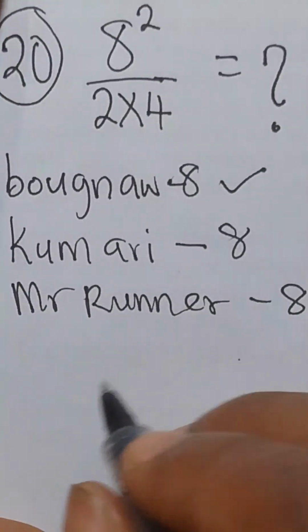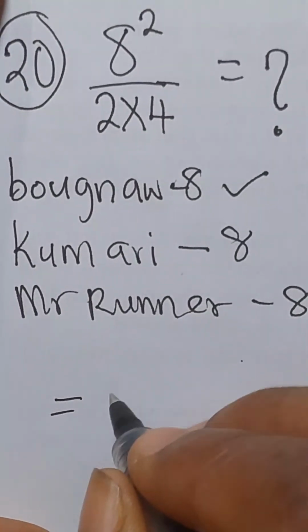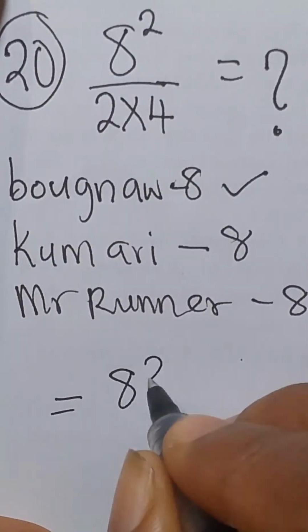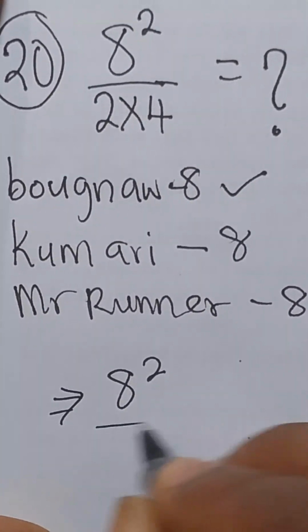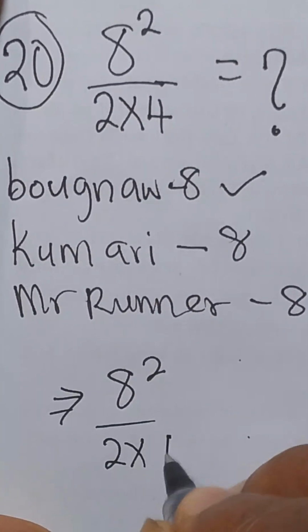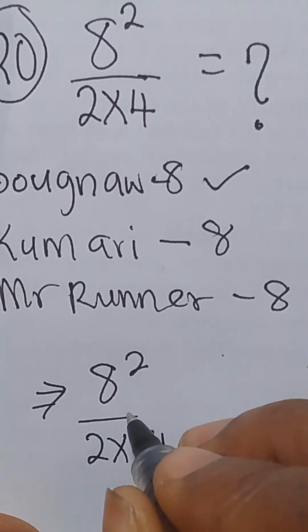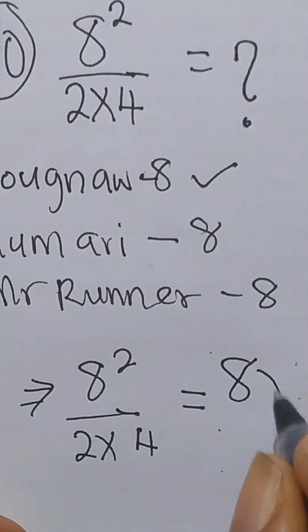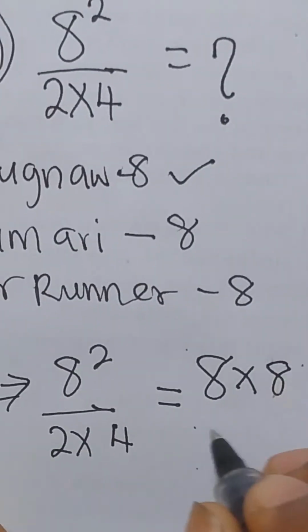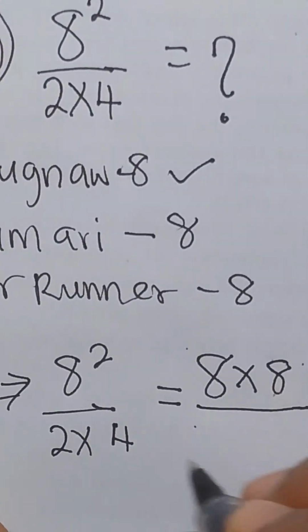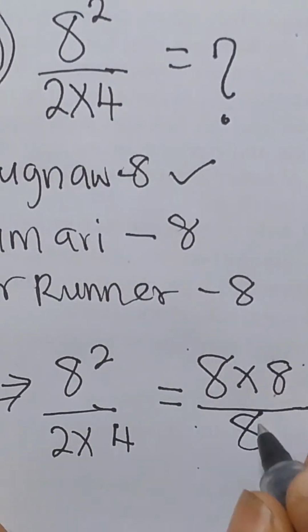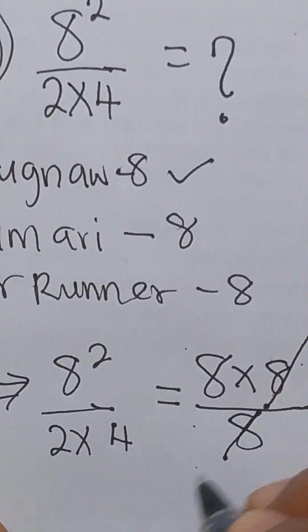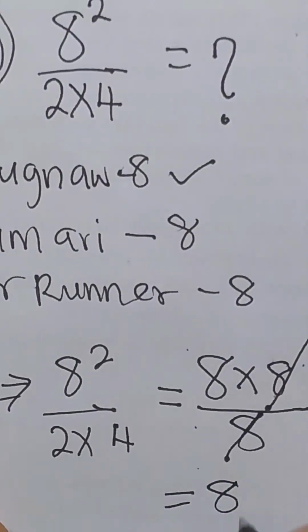Like I said, I want this class to end on a good note. So we have 8 square. Let me solve it. 8 square all over 2 times 4. Remember, 8 square is 8 times 8. All over 2 times 4, which is 8. So 1 eight will cancel 1 eight and we have 8, and that is the answer. So you see, that is very easy.